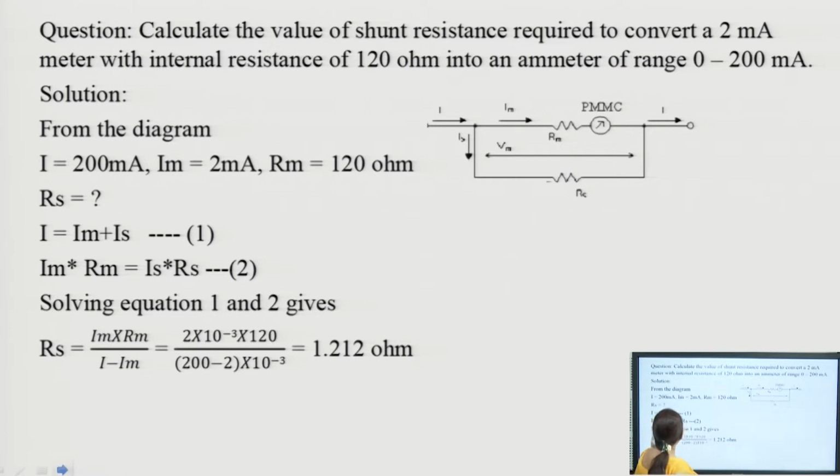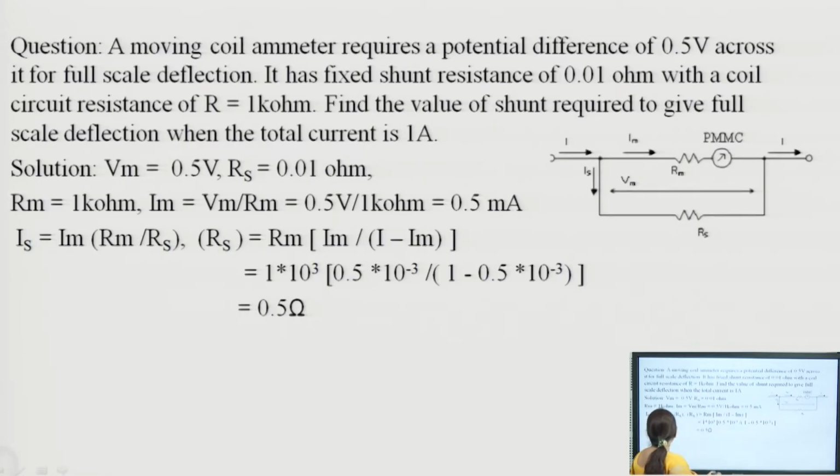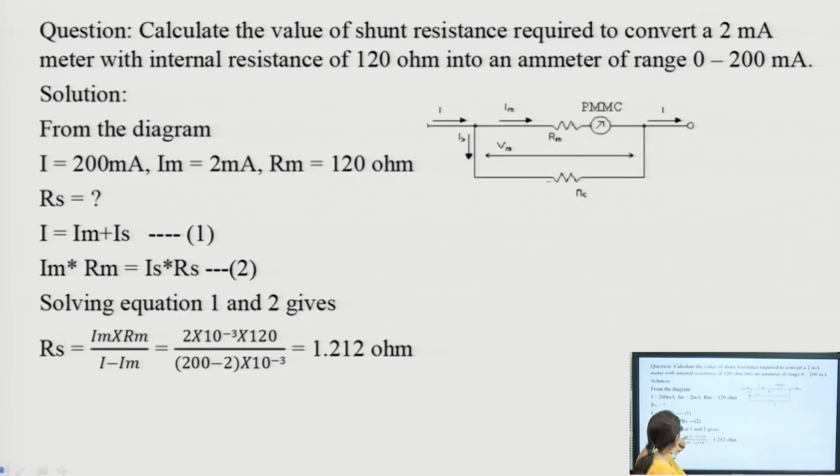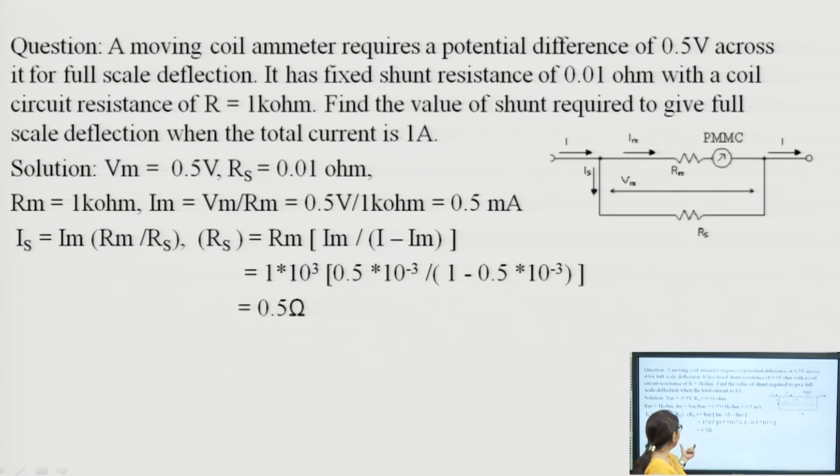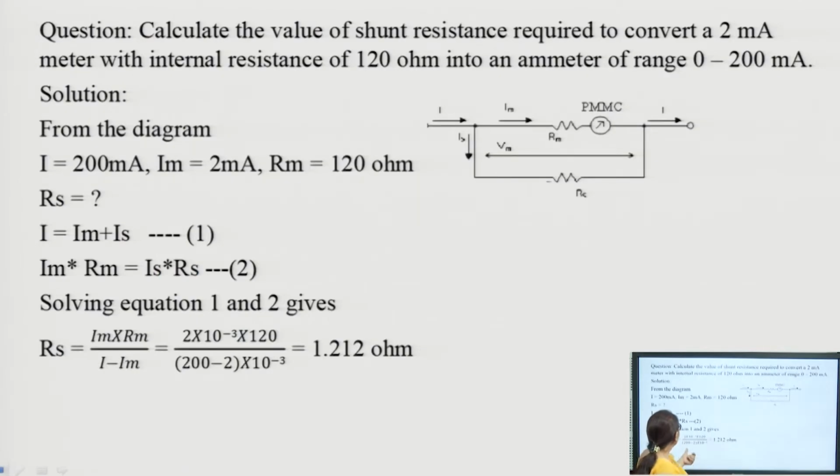So, by solving these two equations, we have to substitute the value of Im and Rm. So, Im is 2 into 10 to the power minus 3, the value of current is 2 milliampere. So, it is 2 into 10 to the power minus 3 into 120 ohm resistance, and this I minus Im is 200 minus 2 into 10 to the power minus 3. So, the value of resistance is 1.21 ohm.